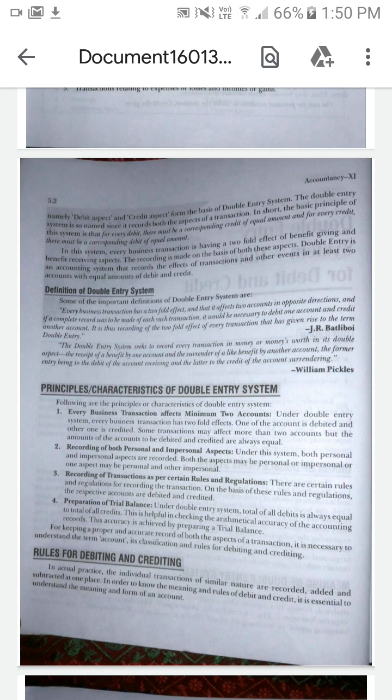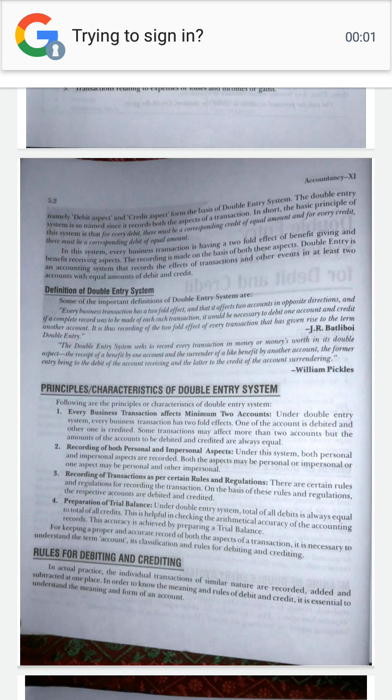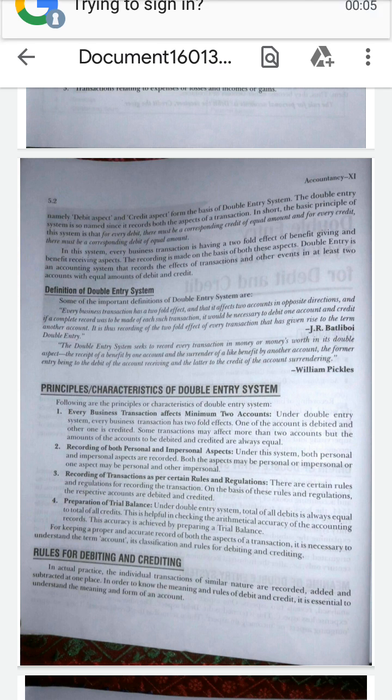Double entry is an accounting system that records the effect of the transaction, that we studied in the accounting equation. We studied the effect of each accounting transaction and other events in at least two accounts with equal amounts of debit and credit. Next is the important definition of the double entry system.